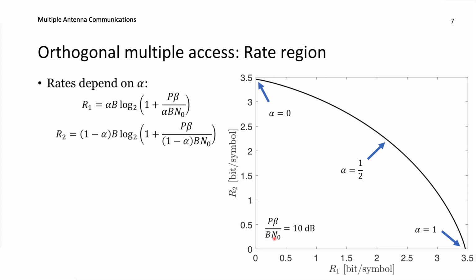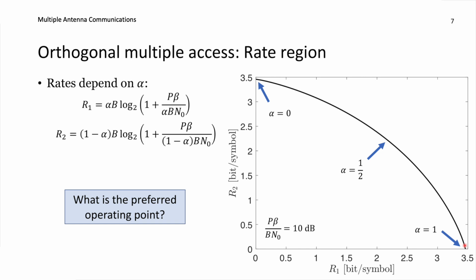And if we are sharing the bandwidth equally between the two users, alpha is equal to 1/2, and we get the point here where both of the users are getting a value. So R1 and R2 are both non-zero. And by varying alpha from 0 to 1, we move along this curve and can achieve different trade-offs in terms of the performance that we can deliver to these different users. So what is the preferred operating point here? We can achieve all the points on this black curve, but which one should we choose? Well, we will come back to that, but we will first look at another option of doing multiple access.